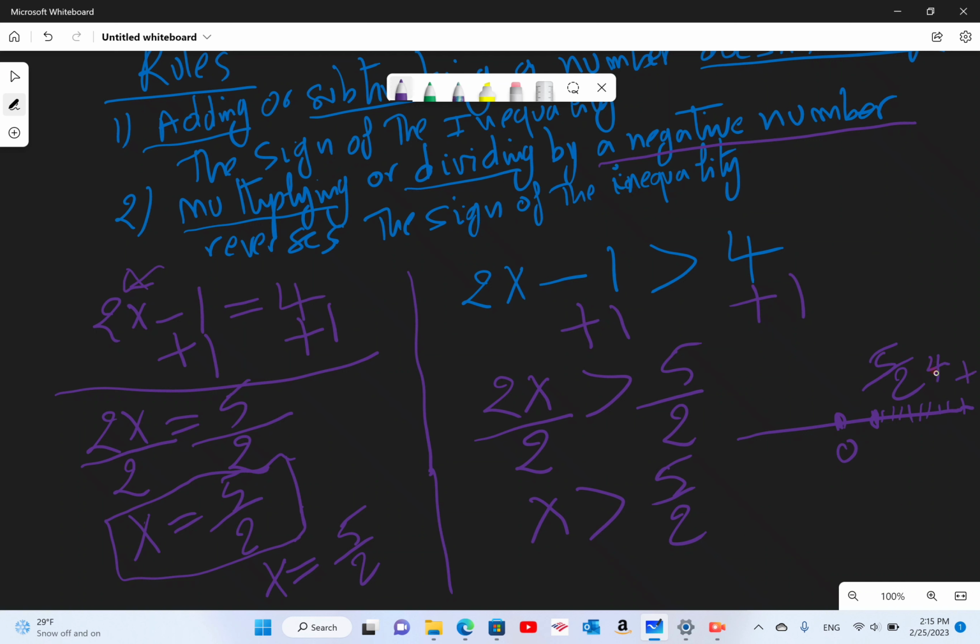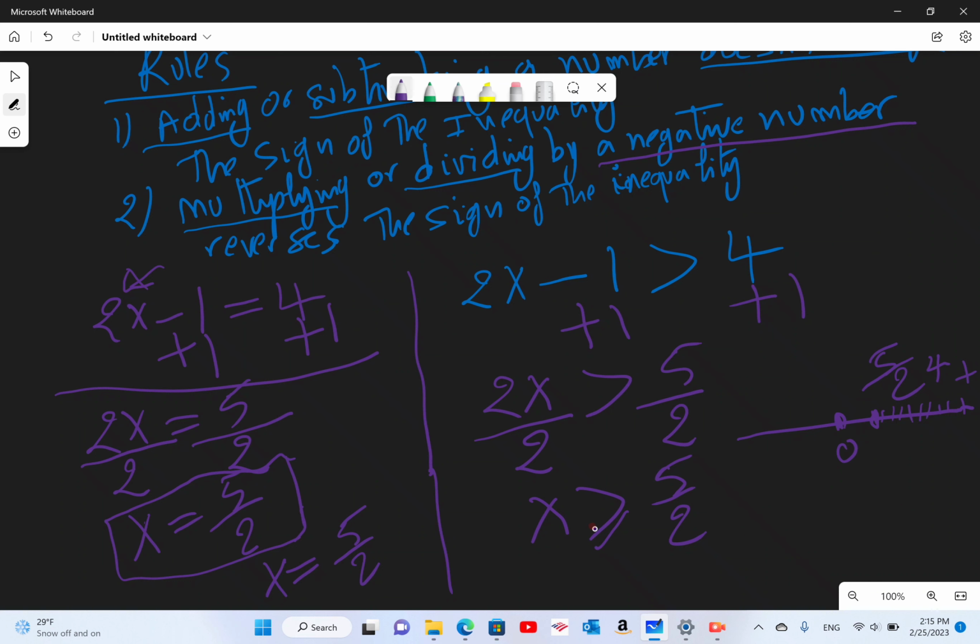So 4 would be a solution to this linear inequality. Why? Because 4 is greater than 5/2. 10 is also a solution to this linear inequality. Why? Because 10 is greater than 5/2. So all the numbers that are greater than 5/2 solve this linear inequality.